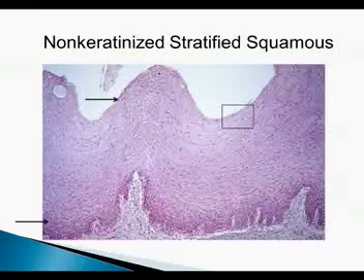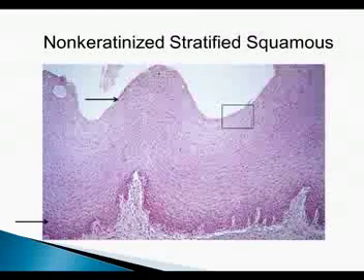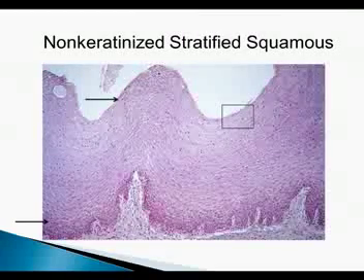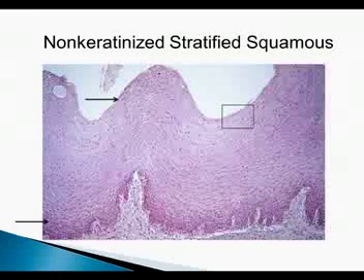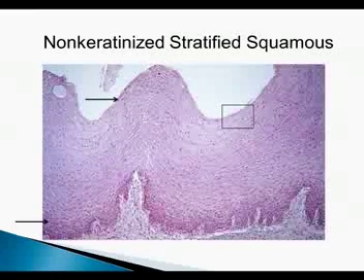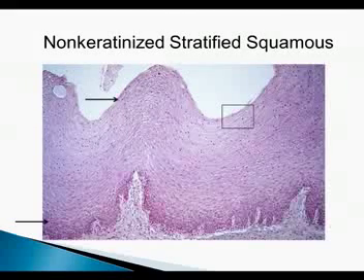All right, so here's an example. You can see non-keratinized, so you can see the nuclei going all the way up to the top, right? With the keratinized, you had that thick layer of dead cells, but here you can see that there's nuclei going all the way up to the superficial part, or the apex of the stratified squamous.